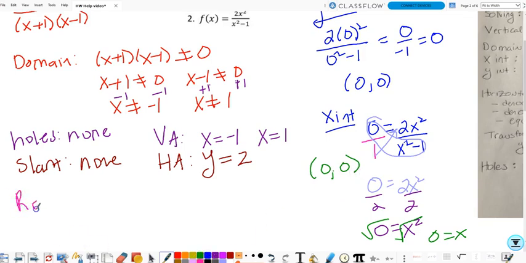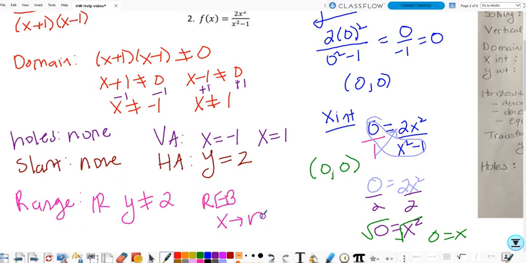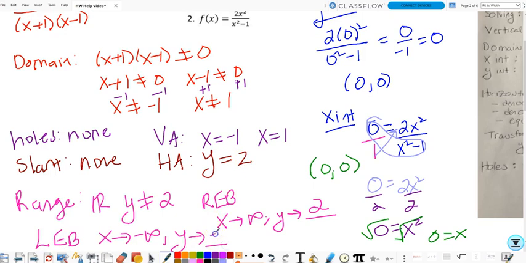All right, let's do range. All real numbers, but y cannot equal 2. Okay, go right end behavior. X goes to infinity, y goes to something. It's always the horizontal asymptote. Left end behavior. X goes to -infinity. Y goes to the horizontal asymptote.